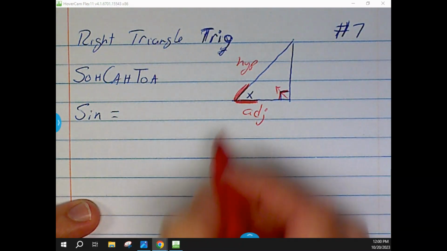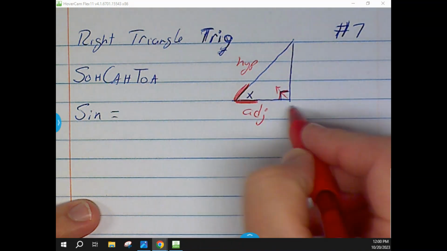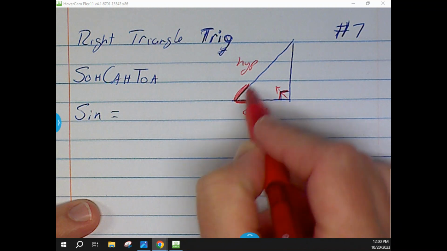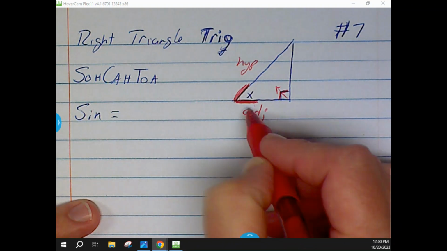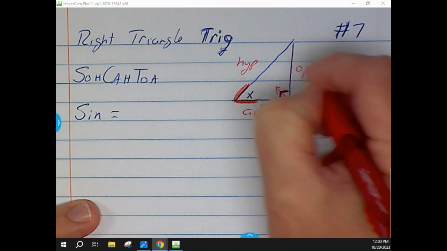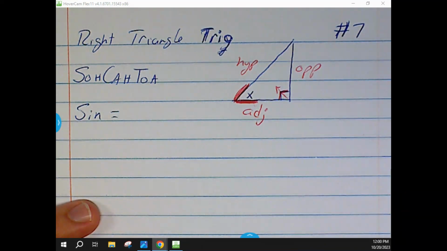So if you were actually standing in this corner, if we had like a rope triangle, if you stood in this corner and you could put your hands on these two sides, one side will be the hypotenuse and one side will be the adjacent. The one side you're not touching, which is over here, that's going to be the opposite side.